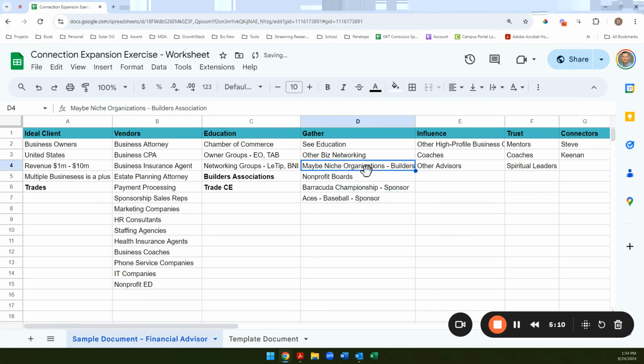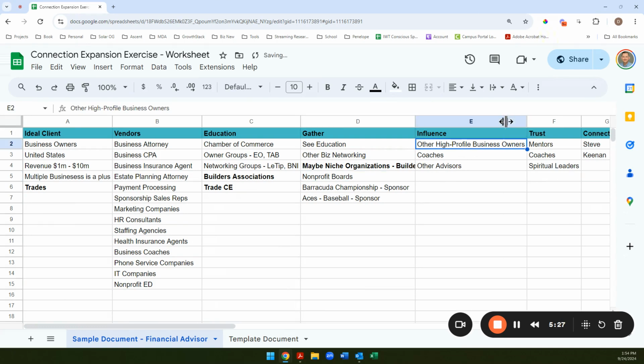Maybe niche organizations. Again, this goes back to if we get specific, we can add more to it. Nonprofit boards, I added that as we were doing this. Again, if they're active in the community, maybe they're there, or the people on the boards might have access to them. So kind of a win-win.